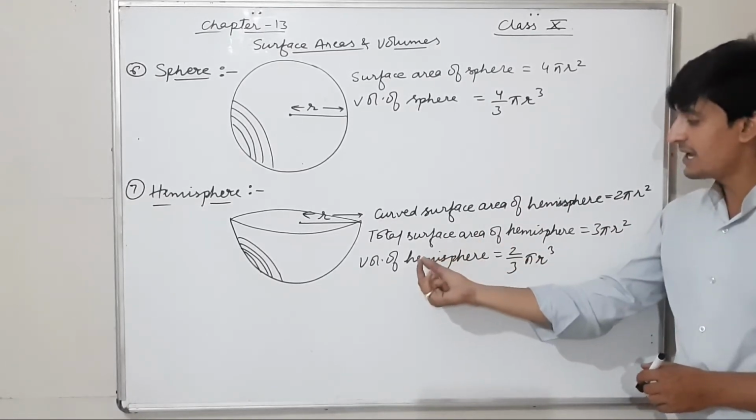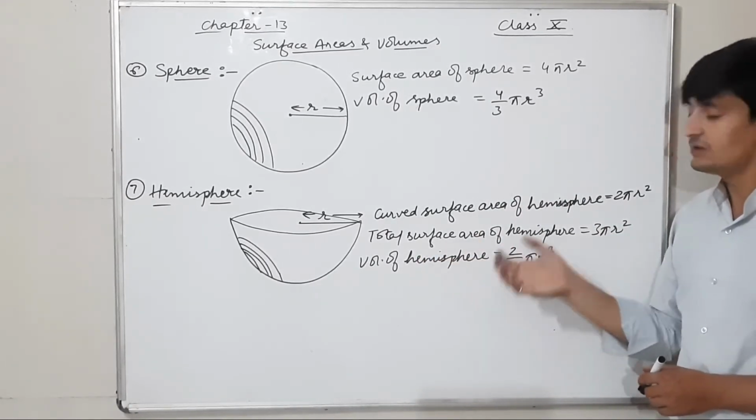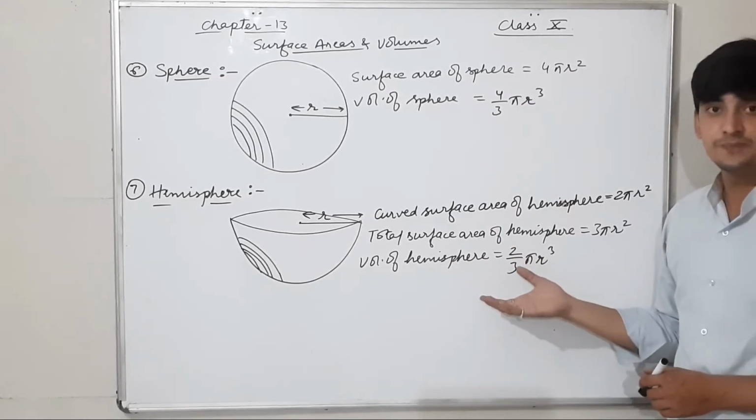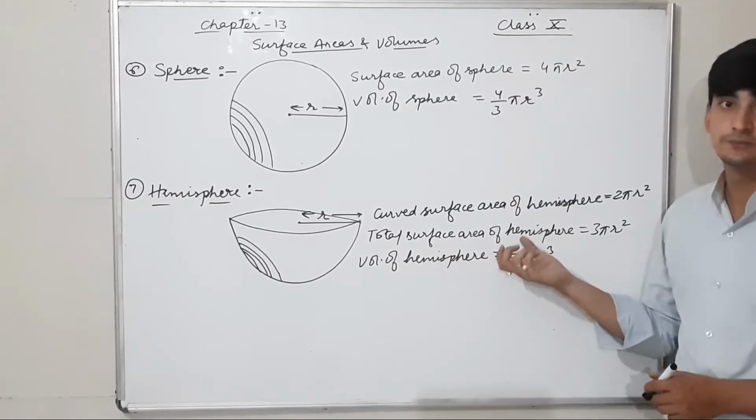Understood? Now next we have volume of a hemisphere. The volume of a hemisphere is half of the volume of the sphere, so the volume of half the sphere is 2 by 3 pi r cube. Understood?